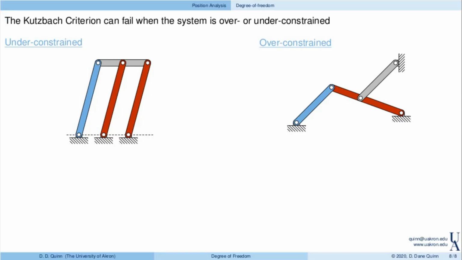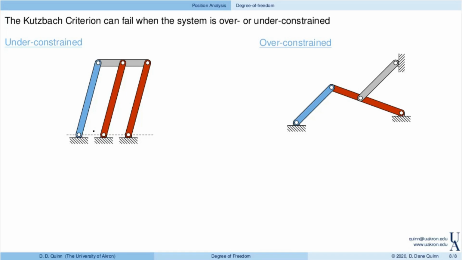So now, the last thing is this criteria can fail. It's not an exact calculation, but it can fail when the system is either over or under constrained. Right? So an example of an under constrained system would be here. Imagine you have these 3 legs, and they're of equal length, and you have the upper link, which is the same distance as the distance between these 2 outer points.